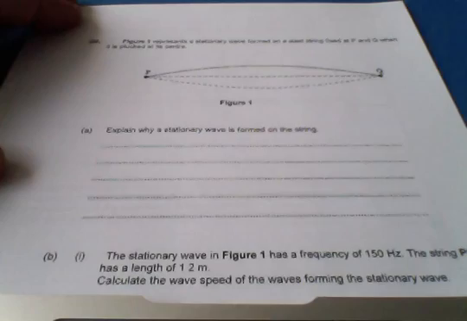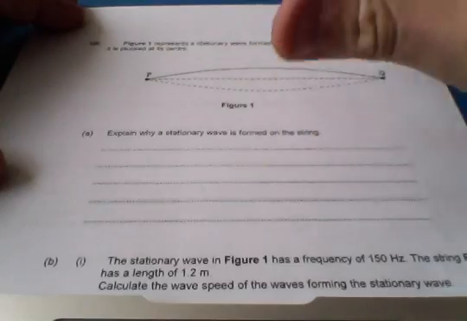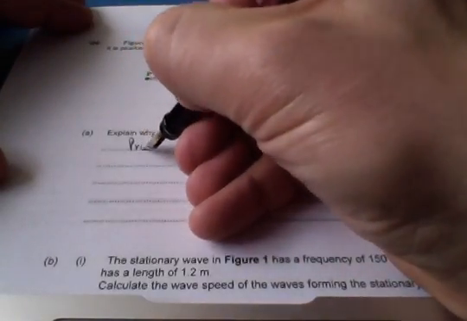Okay, explain how a stationary wave is formed. I often confuse this because I often think this is stationary, it's standing still, but it's not. These are both progressive waves.